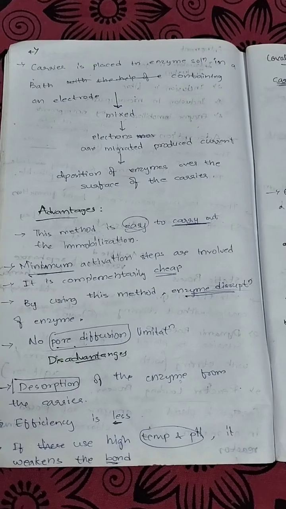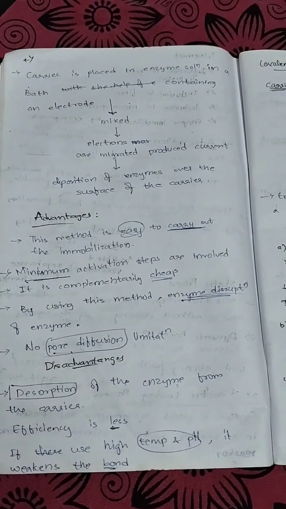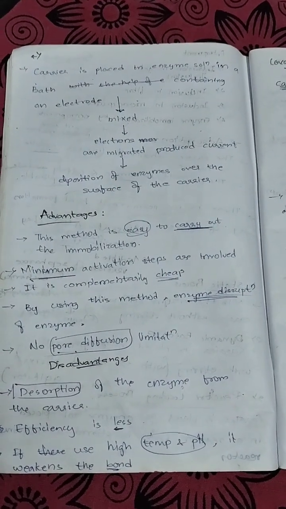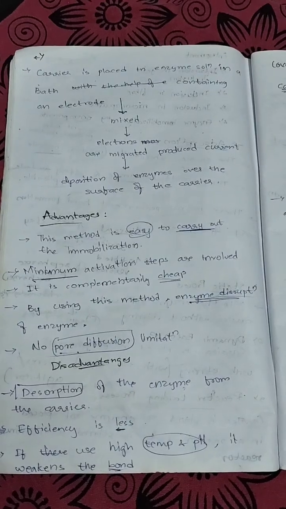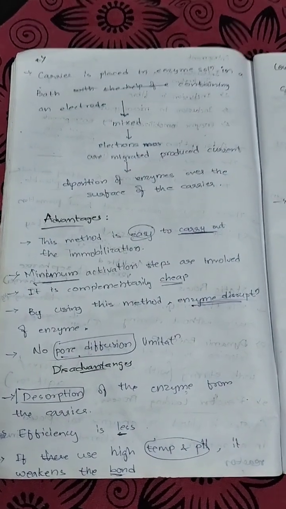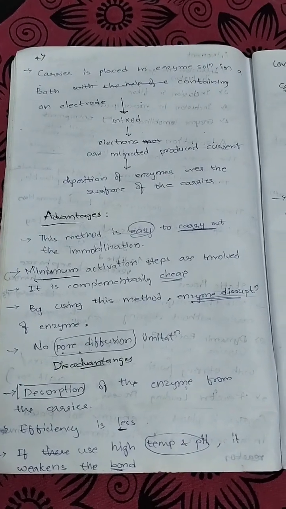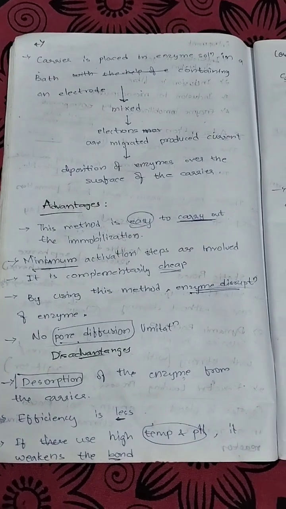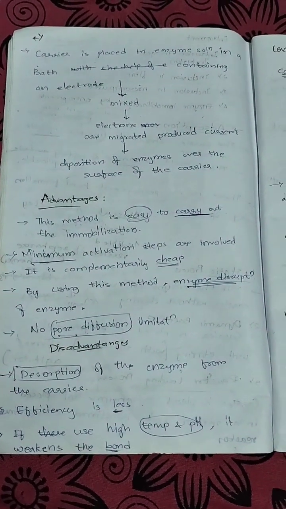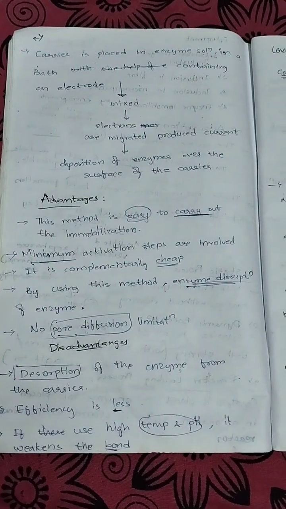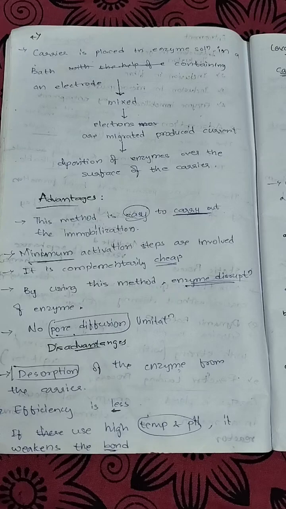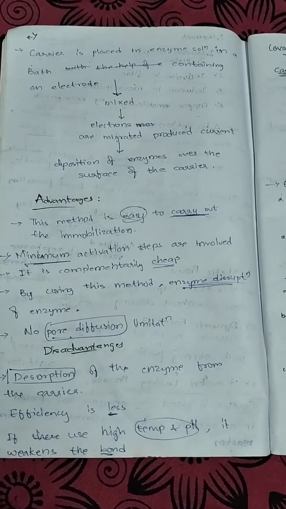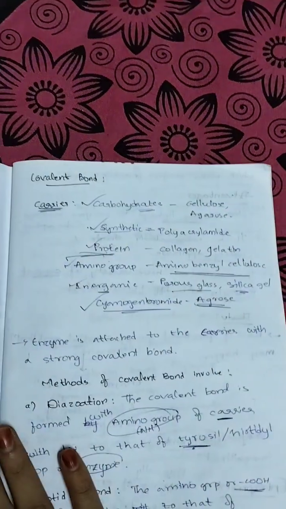So in adsorption, the advantages are: it is easy, it is cheap, minimum activation steps are required, enzyme disruption is not there, and no pore diffusion limitations. The disadvantages are: desorption may happen, temperature and pH may weaken the bond, and efficiency is less. Next is the covalent bond process.